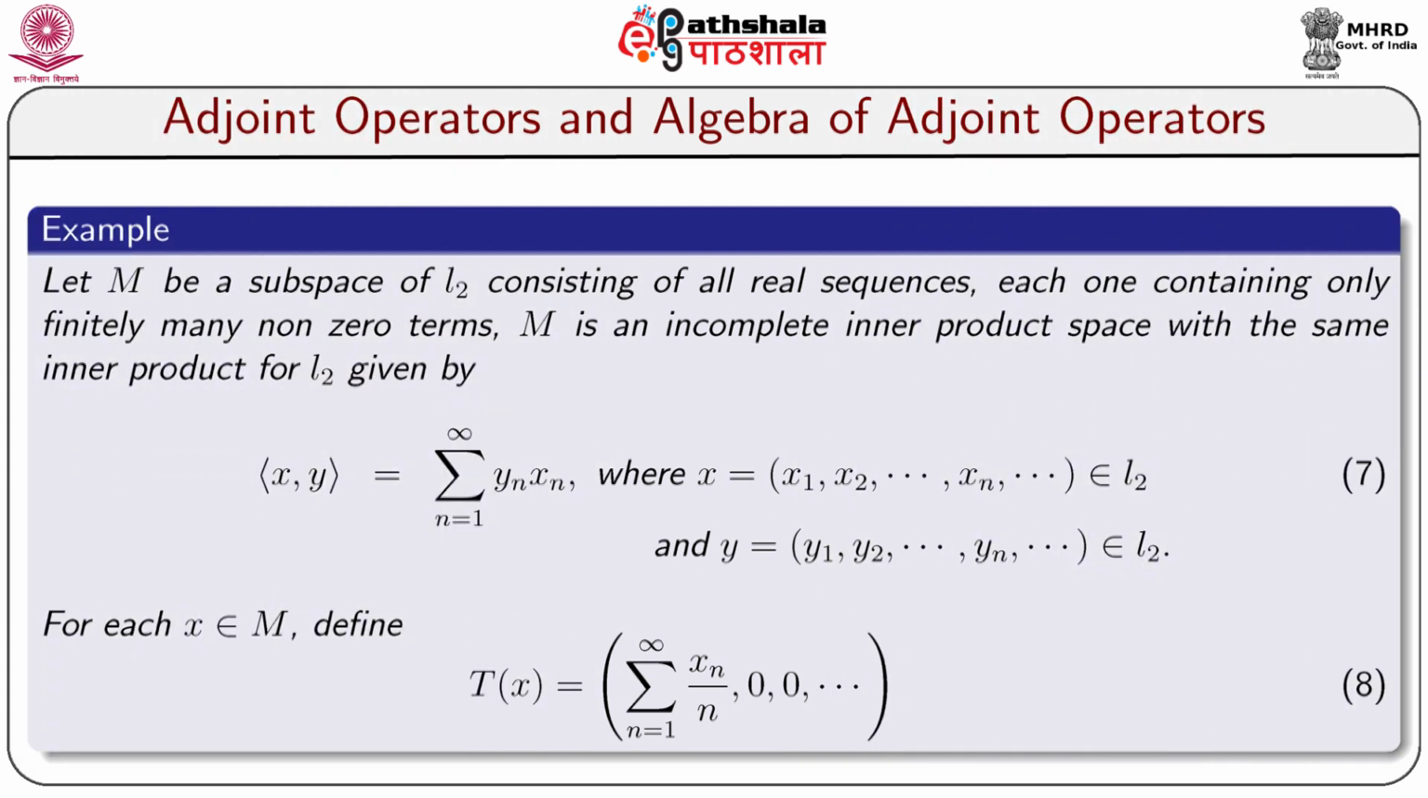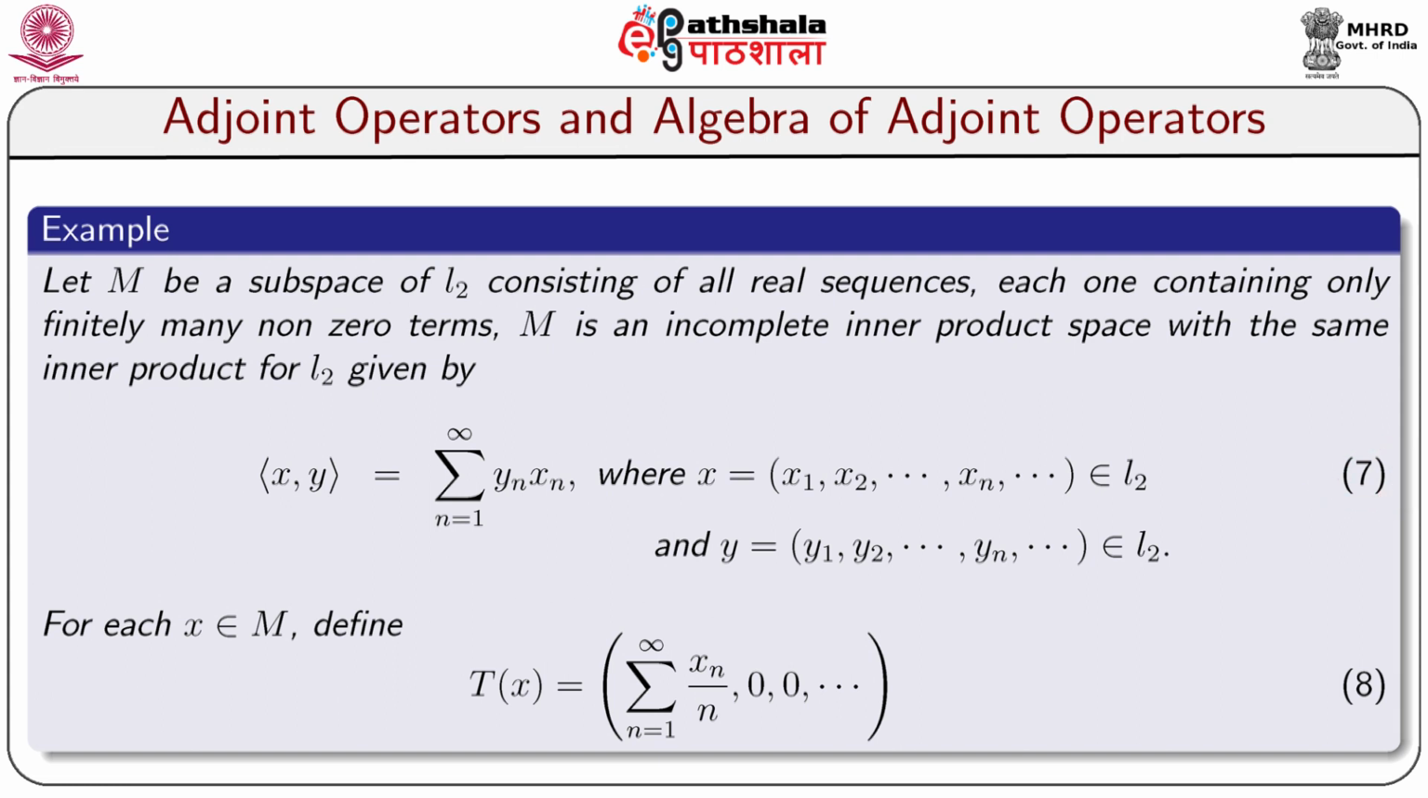Now, let us cite an example. Let capital M be a subspace of small L2 consisting of all real sequences, each one containing only finitely many non-zero terms. Then M is an incomplete inner product space with the same inner product as L2 given by inner product x, y equal to sigma n equal to 1 to infinity yn into xn, where x equal to the sequence x1, x2, ..., xn, ... belongs to L2, and y equal to the sequence y1, y2, ..., yn, ... belongs to L2. This is equation number 7.